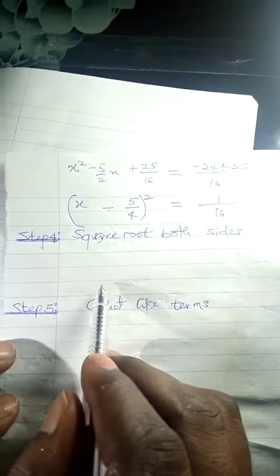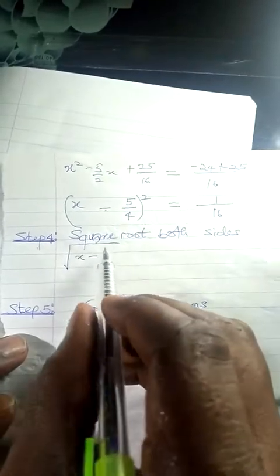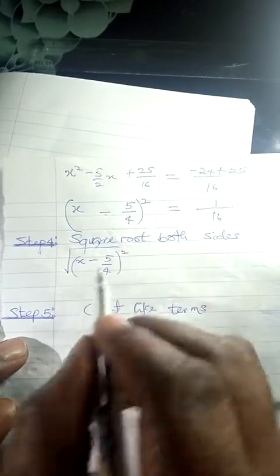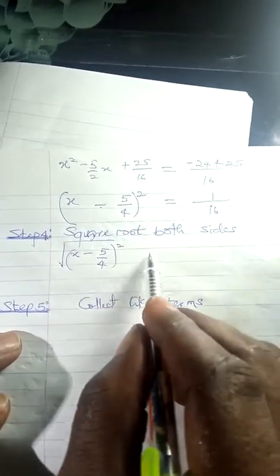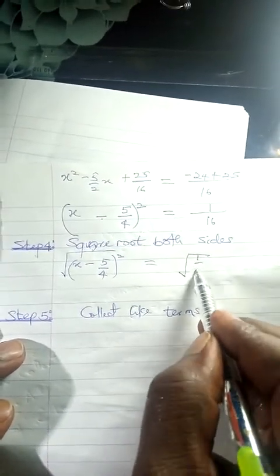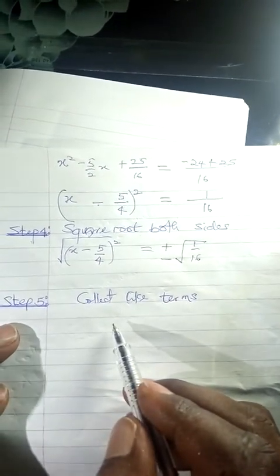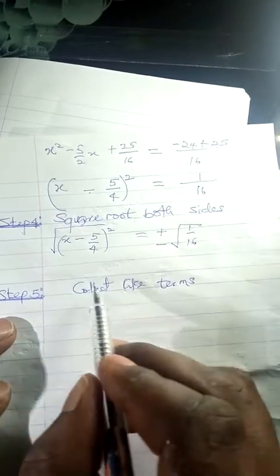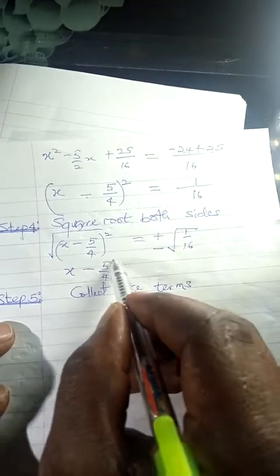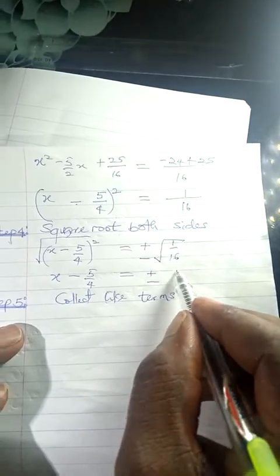We will square root both sides. That is x minus 5/4, everything in brackets squared. The square root and the square will cancel each other. Then we square root the right hand side by having 1/16. Plus or minus is very, very important. Plus or minus the square root of everything. At this point we will have x minus 5/4 is equal to plus or minus 1/4.